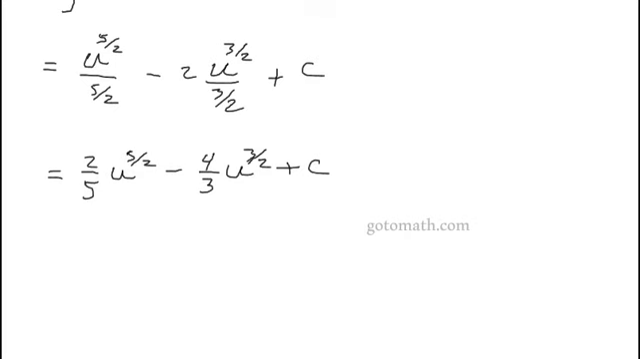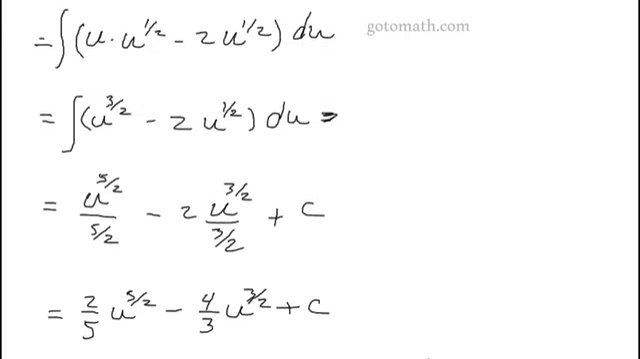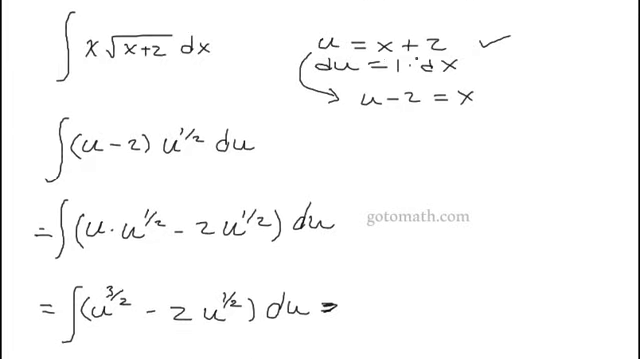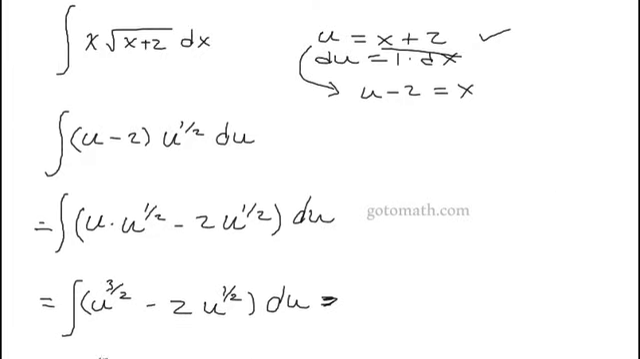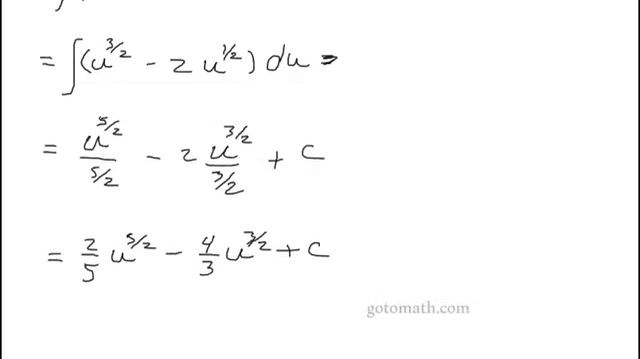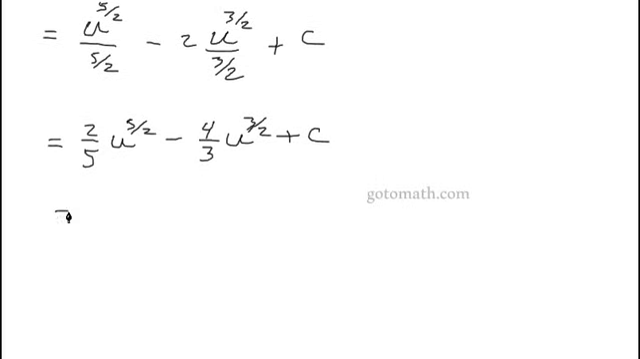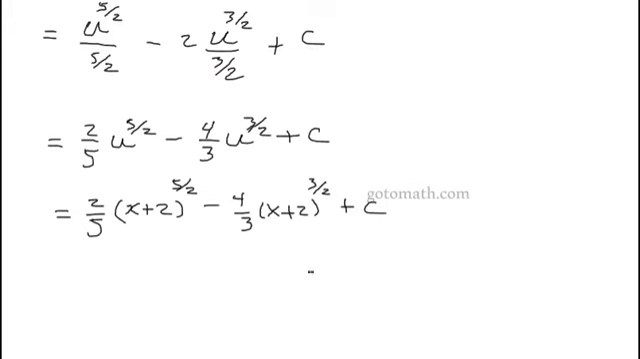Now we go back and do the back substitution. Right, so we want to take that x plus 2 and plug it in wherever there's a u. So this equals 2/5 times x plus 2 raised to the 5 halves minus 4/3 x plus 2 raised to the 3 halves, and then plus c.